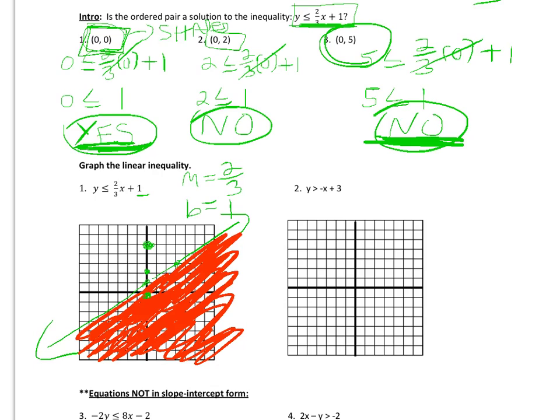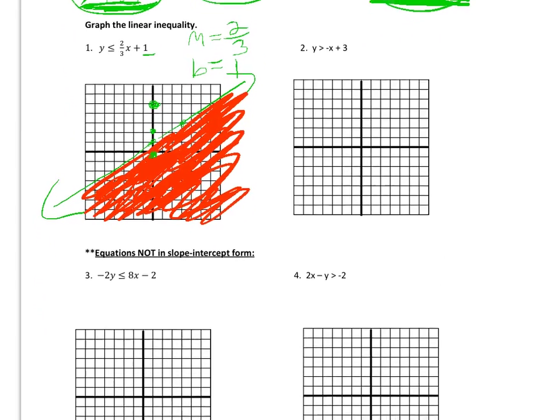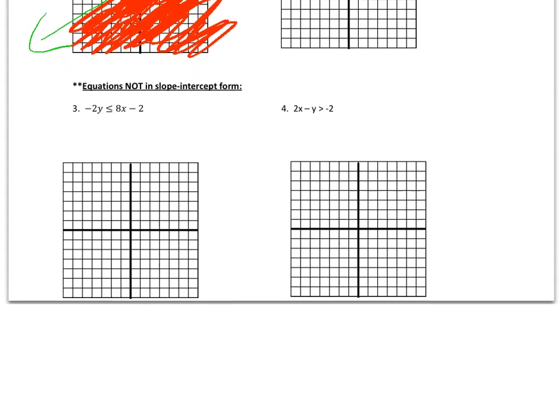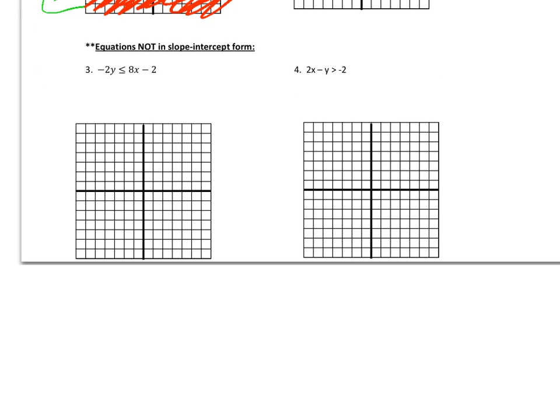Okay, let's skip down to 3 and 4. Now, 3 and 4 is going to require a little bit more work because it's not in slope-intercept form. So we have to get y by itself. Number 3, it's not too bad. I can just divide both sides by -2, everything by -2, to get y by itself. Now here's the main thing to remember. A lot of students forget this. If you divide everything on both sides by a negative, you have to switch the inequality symbol. So this becomes greater than or equal to.